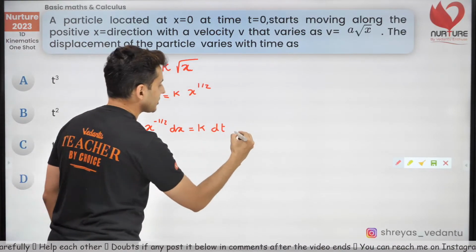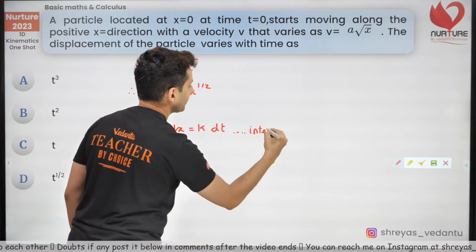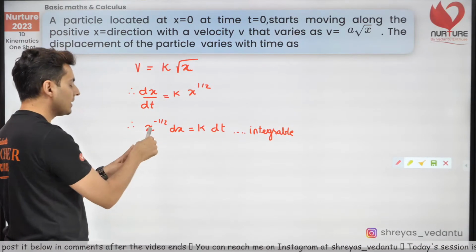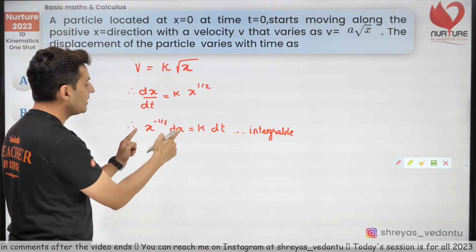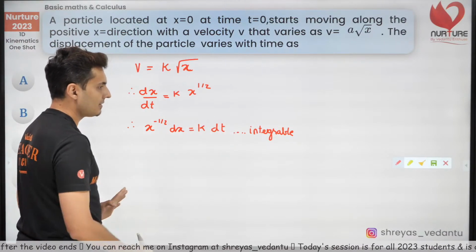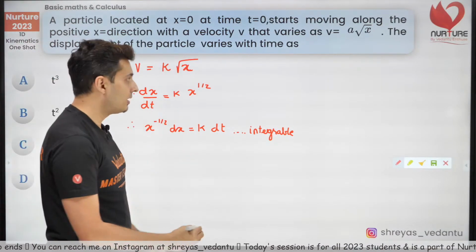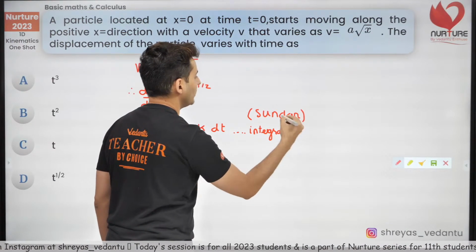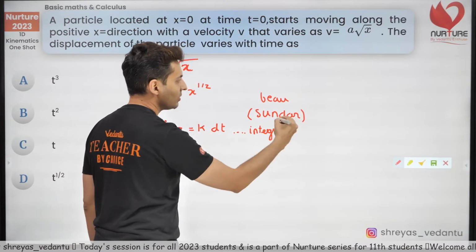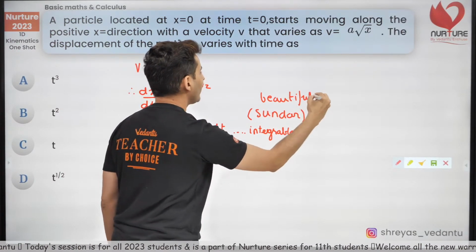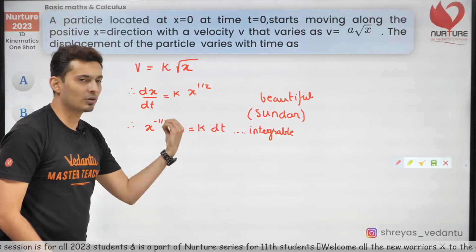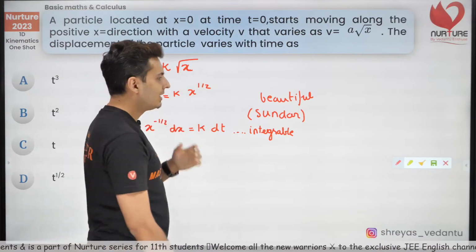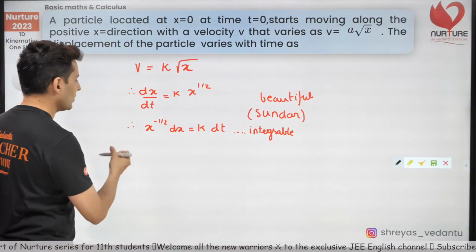This type of form is called integrable form. You can integrate it because you have d on one side and d on the other side. All x terms on one side, all other terms on the other side. That's why it is called integrable. This is also called, in my language, Sundar form. It's beautiful. Those of you who do not know what is Sundar, this is beautiful form. So always try to get equations in beautiful Sundar form. Everybody understood what is Sundar form? No need for chain rule, bacha. Now I'll tell you what you need to do. Just integrate it, you will get the answer.